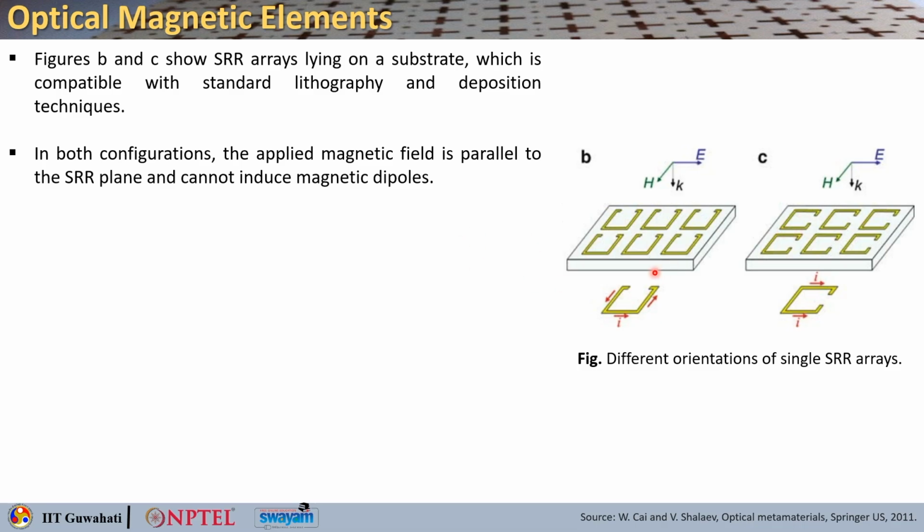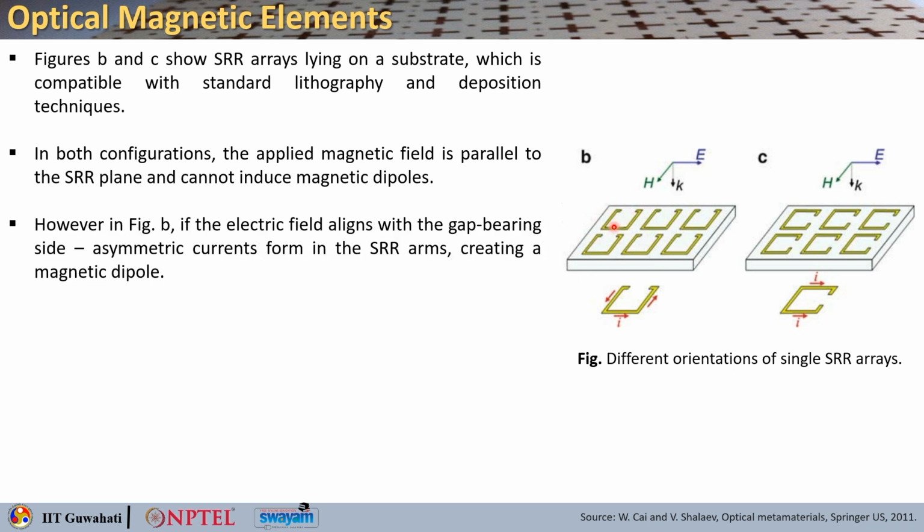Figure B is particularly interesting because here the electric field is parallel to the gap-bearing arm of the SRR. That will give you an asymmetric current distribution, or asymmetric current mode, in the two arms of the ring, and because of that a magnetic dipole can be obtained. In both cases the magnetic field is parallel to the SRR, so it is not inducing any magnetic dipole.